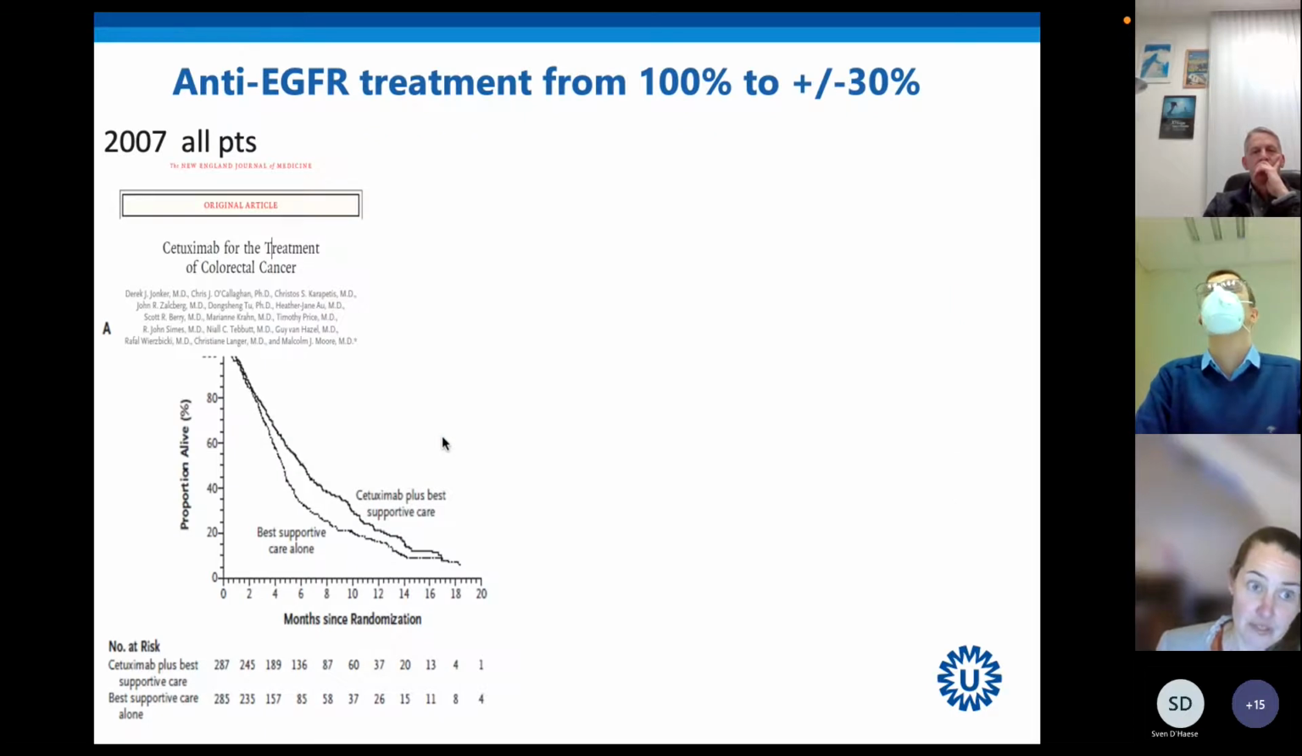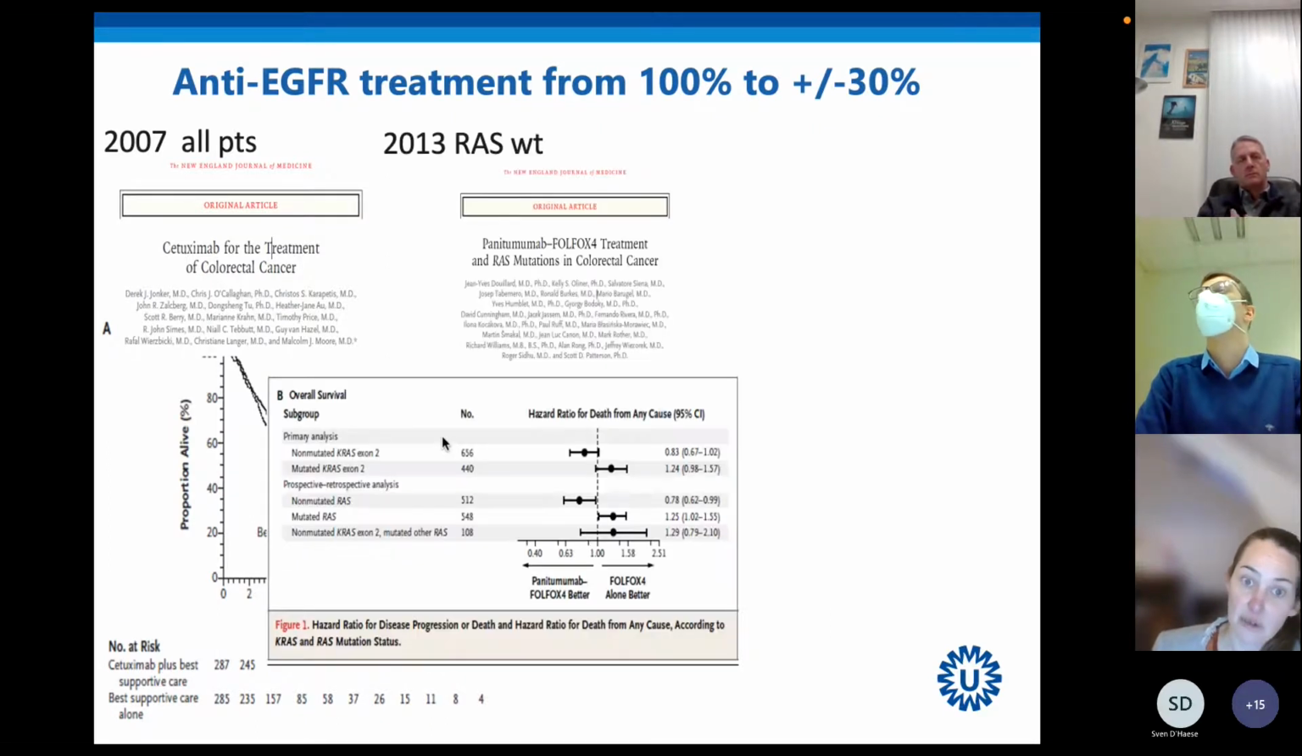In 2007, cetuximab was introduced, and it was first registered for all metastatic colorectal cancer patients. Then we learned that for patients with a RAS mutation, this is not an effective treatment, and patients with a RAS mutation don't benefit from EGFR treatment. In fact, they're even doing worse with EGFR treatment.